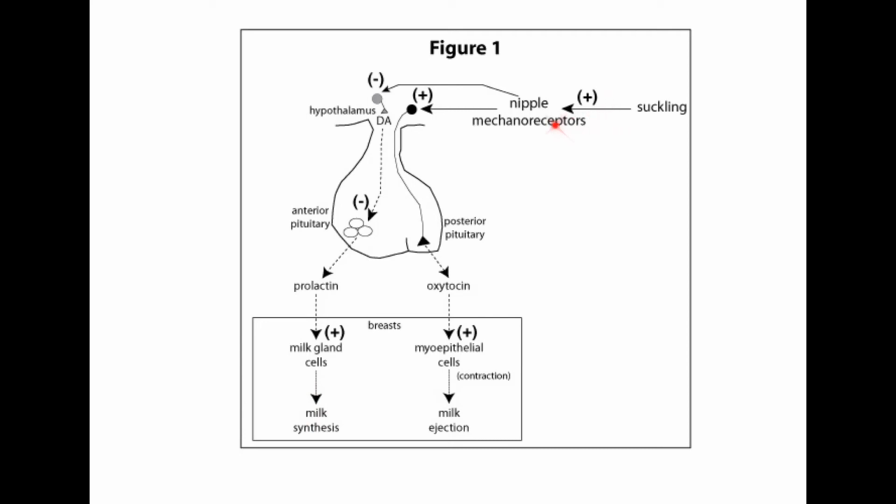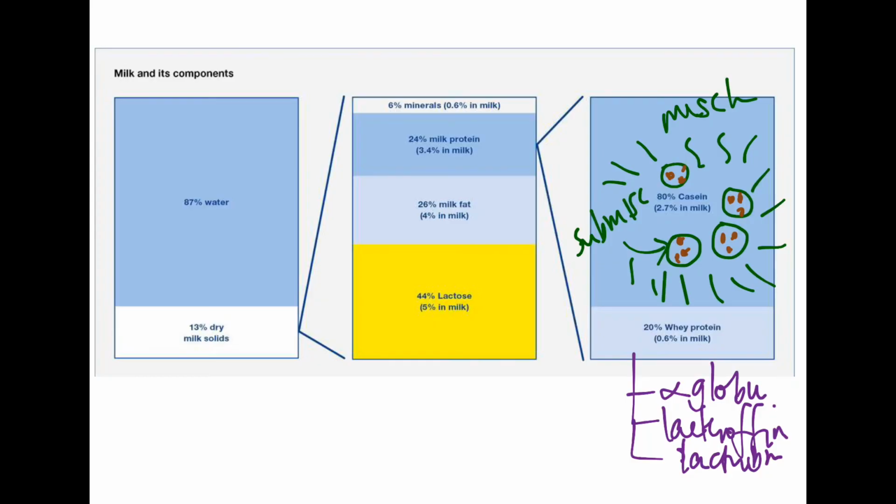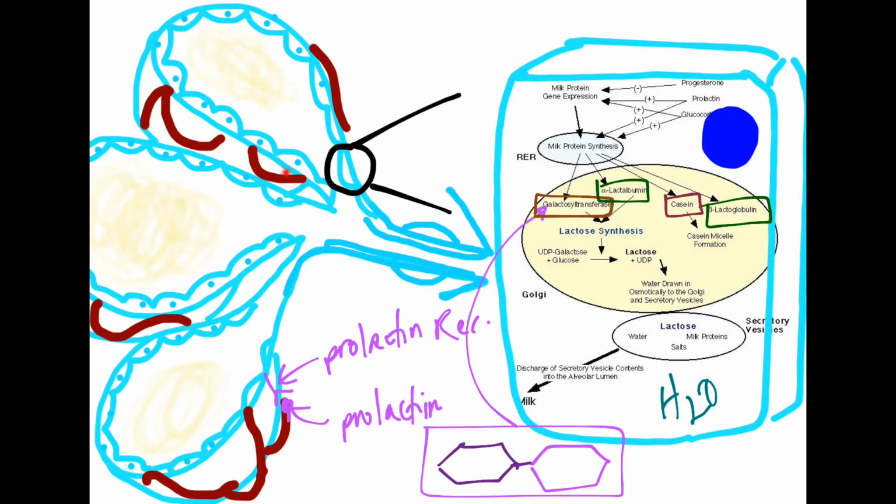Also, suckling stimulates oxytocin to be released from the posterior pituitary, and oxytocin causes myoepithelial cell contraction. So if we were to go back, these cells right here are myoepithelial cells. During suckling, we have stimulation of prolactin release, and also these myoepithelial cells are contracted, squeezing.